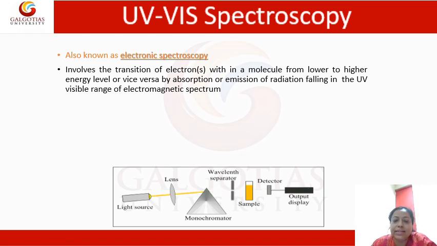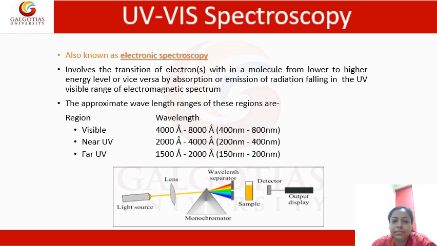As you can see, there is a light source, it passes through the lens, then we have a wavelength separator. This is the sample which absorbs the light, it gets detected, and we have an output display. These are the approximate wavelengths of these regions. These are the most common spectral regions of the electromagnetic spectrum. The visible is from 4000 to 8000 angstrom units. You have near UV from 2000 to 4000, and far UV ranging from 1500 to 2000 angstrom.